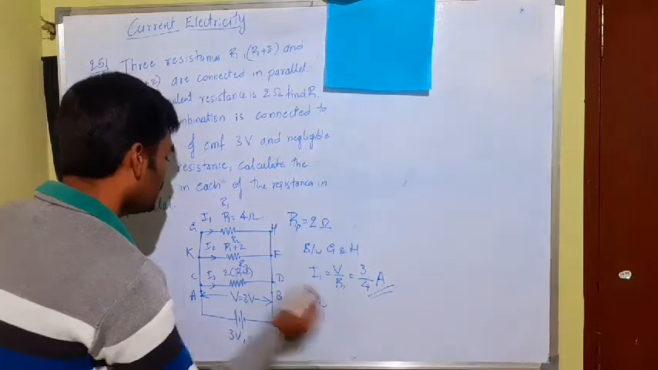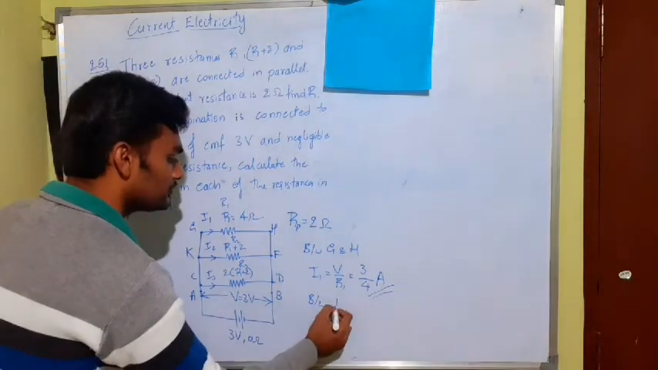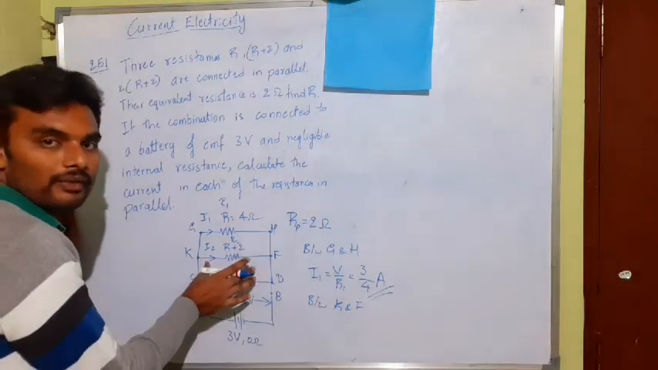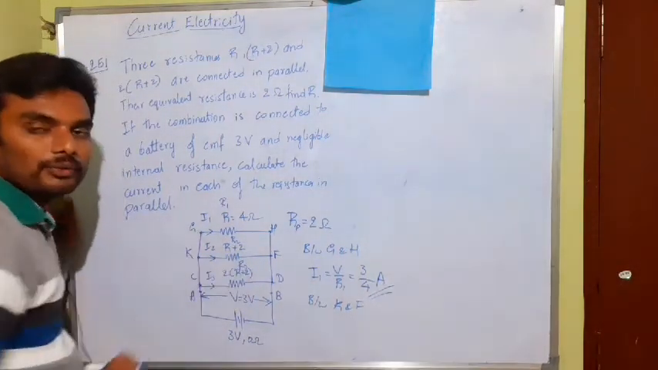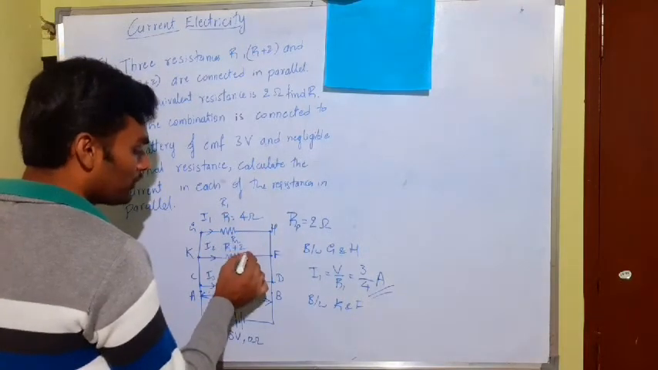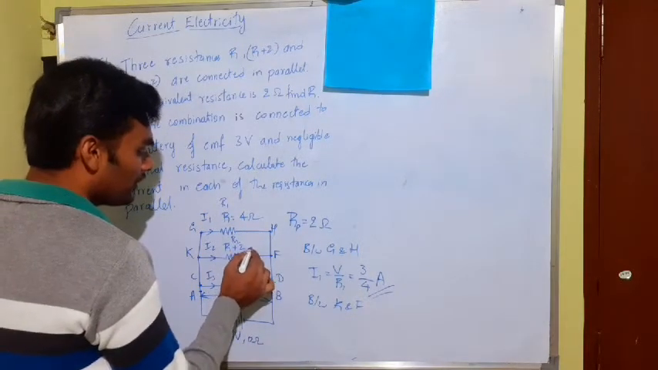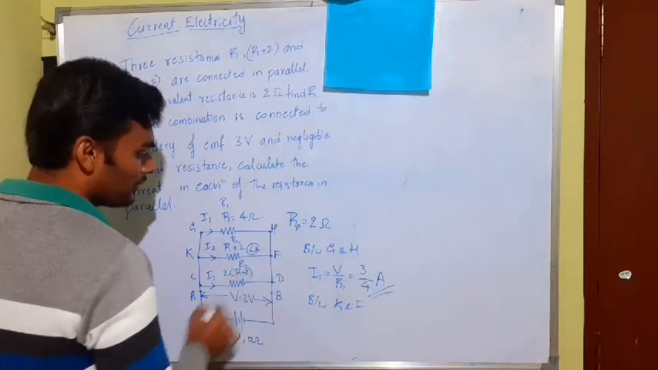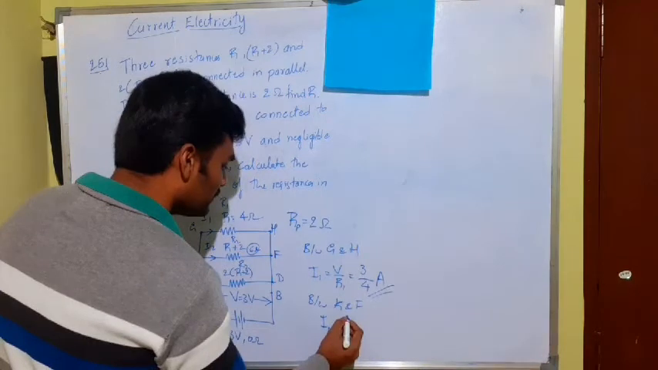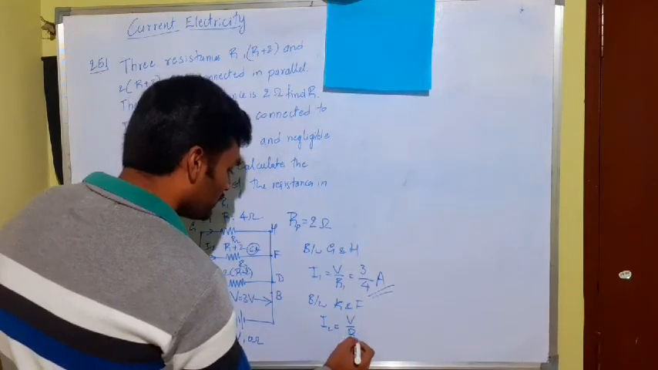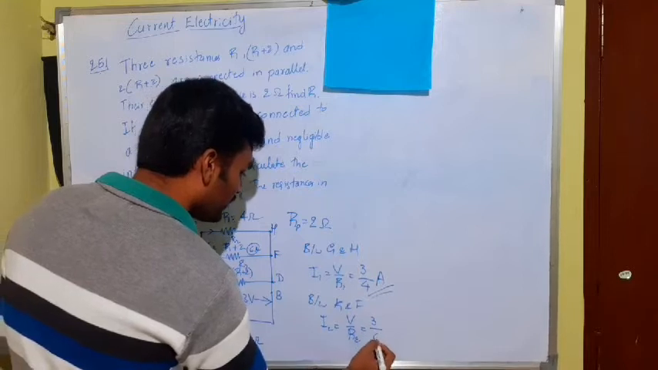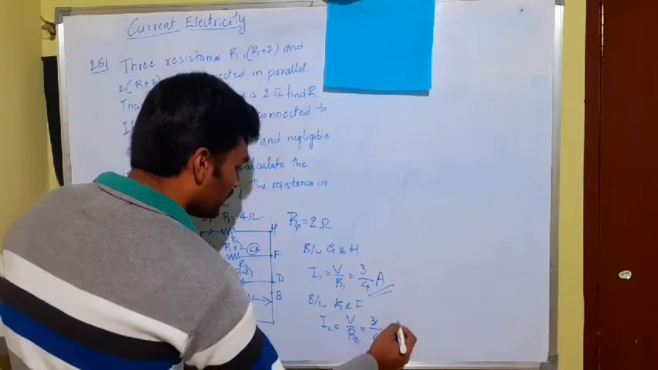Now between K and F, you have the resistance of R plus 2, right? What is R? 4 plus 2 is 6 ohm. So R2 is 6 ohm here, right? So I2 is equal to V by R2. V is 3 again, but R2 is 6 ohm. So it is half ampere.